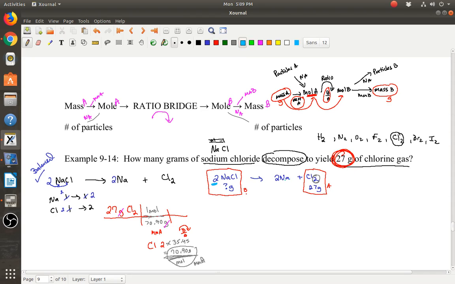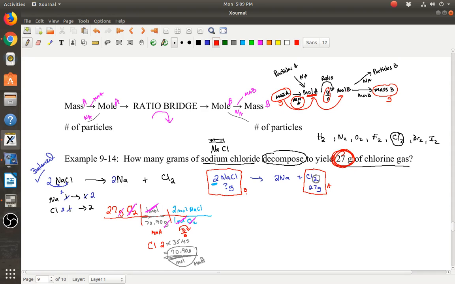The only place you use the coefficients is in the ratio. So B goes over A. So 2 moles of sodium chloride, and then A over 1 mole of chlorine gas. All right, so I can cancel units again. I now can cancel chlorine and moles. And now I have moles of sodium chloride.